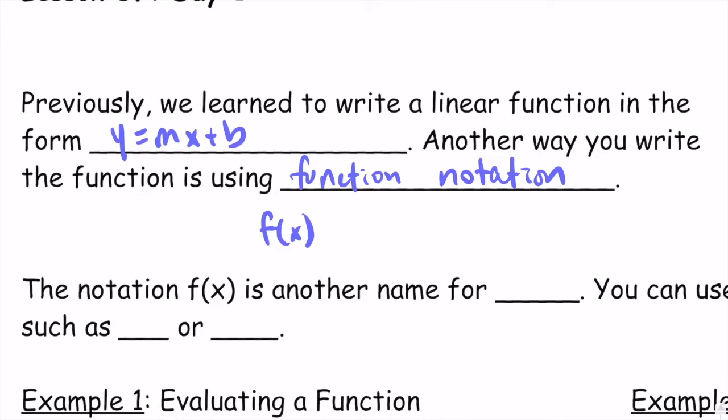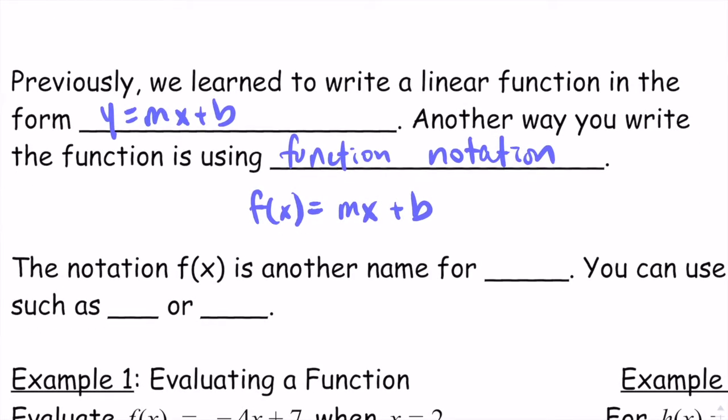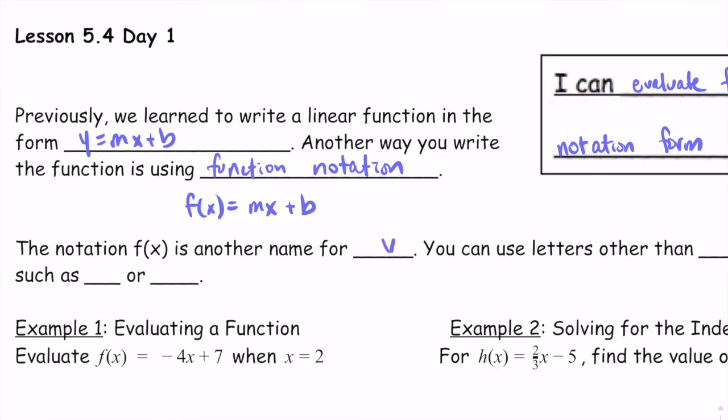So f of x is equal to, let's see if you guys recognize this one, mx plus b. Yeah, slope-intercept form. The only thing we've changed is instead of writing y equals mx plus b, we have f of x equals mx plus b. So the notation f of x is another name for y.